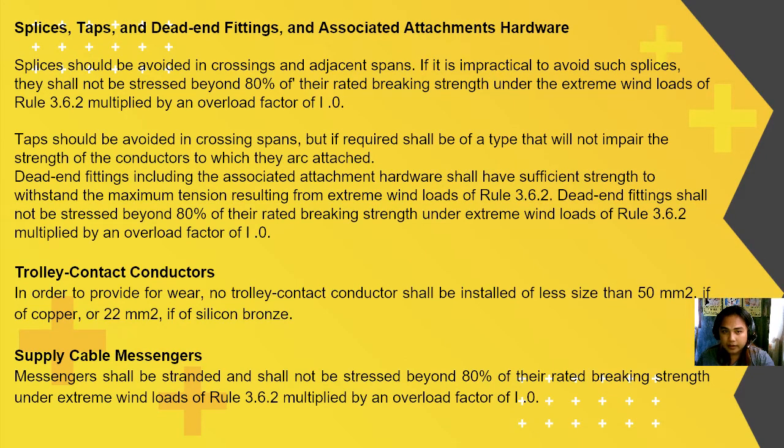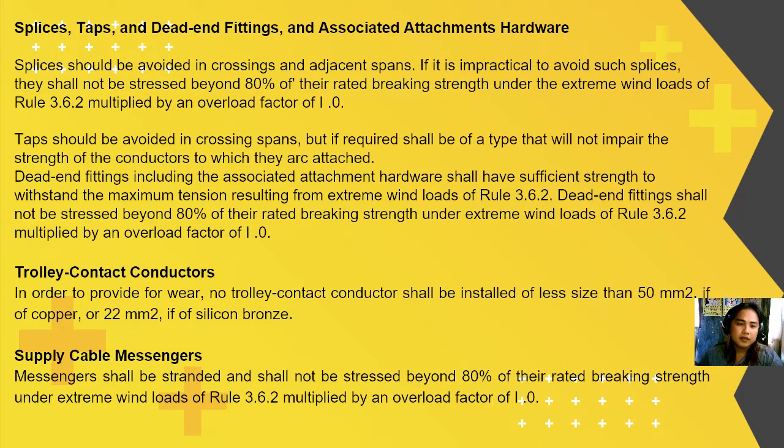So splices, taps, dead ends, fittings, and associated attachment hardware. Splices should be avoided in crossing and adjacent spans. If it is impractical to avoid such splices, they shall not be stressed beyond 80% of their rated breaking strength under the extreme wind loads of this rule, multiplied by an overload factor of 1.0. Taps should be avoided in crossing spans, but if required shall be of a type that will not impair the strength of the conductor to which they are attached.